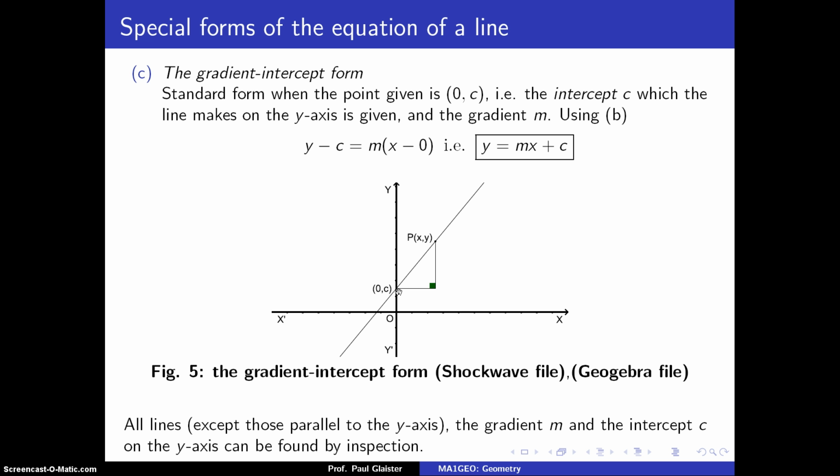So h, k now becomes 0, c. 0 for the x-coordinate, c the intercept for the y-coordinate. That means in the equation that we've just had, we're replacing h by 0, k by c, and on simplification that gives us y equals mx plus c, the equation of the straight line that passes through the intercept 0, c, gradient m, or the straight line y equals mx plus c with gradient m, intercept on the y-axis of c.